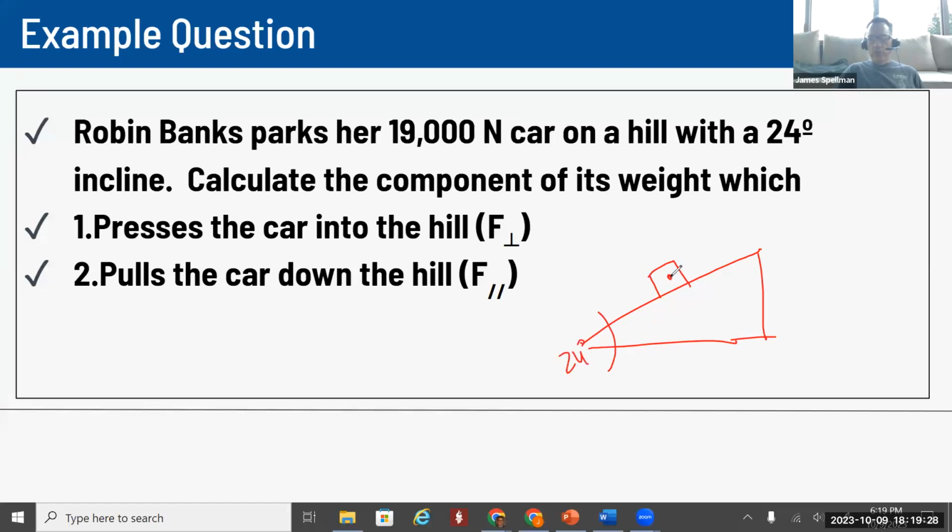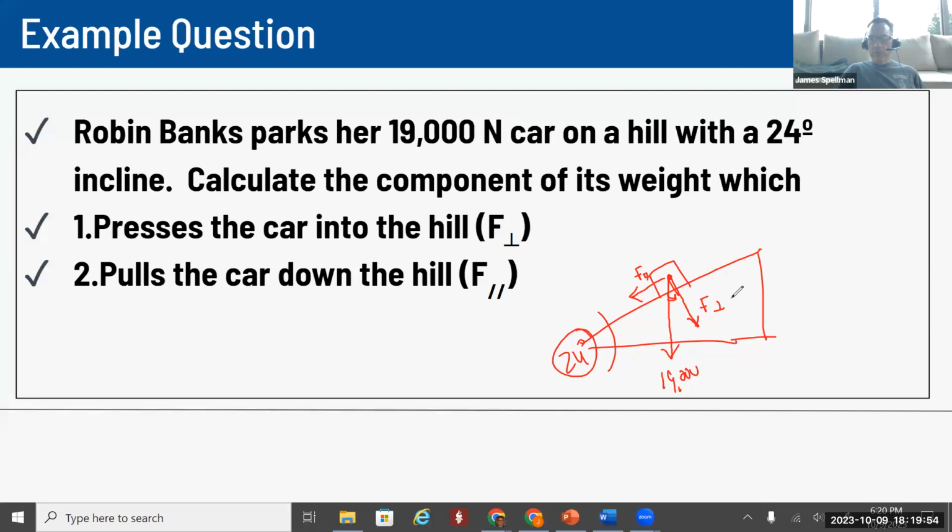And again, if you want to draw our forces out, we've got the weight of the car, which is going straight down. That's our 19,000. And then we've got an arrow that's going to go straight into this. This is going to be our perpendicular force. And then we've got an arrow that's going to be going down, which again is our parallel force. Remember, this angle is the same as this angle.